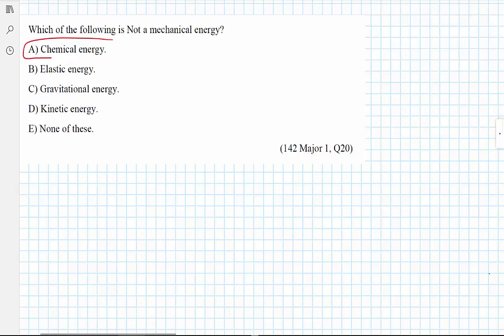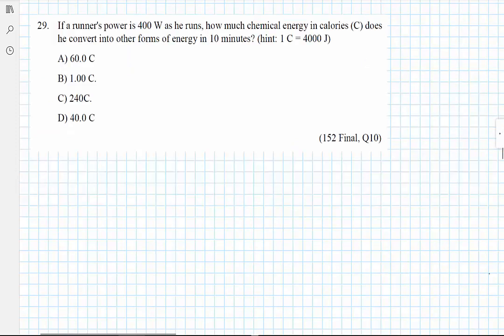The elastic energy is a mechanical energy. The gravitational energy is a mechanical energy. Kinetic energy is a mechanical energy. So the only one which is not a mechanical energy is chemical energy.